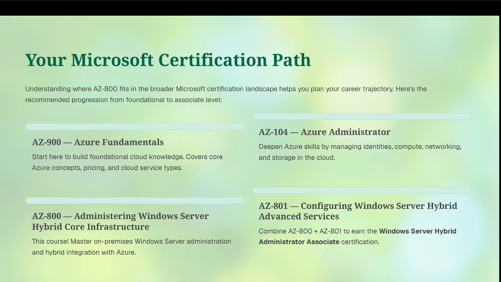Trajectory, like here is the recommended progression from foundational to associate level. AZ-900, this is the Azure fundamentals. Here you will learn what cloud computing is, benefits of using Azure, service categories, cloud deployment models, Azure pricing and support options, security, compliance and governance basics. AZ-900 helps you build the foundation needed to understand Azure terminology and services. For someone new to cloud technologies, this is an excellent starting point.